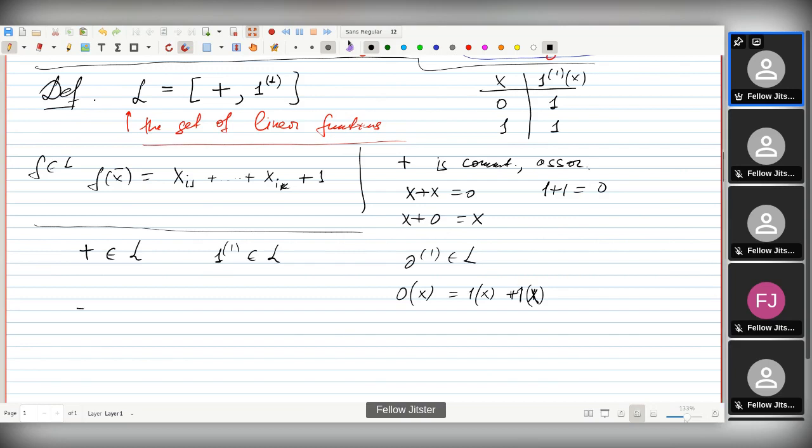What else? Negation is linear. It is quite important to notice because not x is just x plus 1. What else? In fact, neither conjunction nor disjunction nor majority are linear.